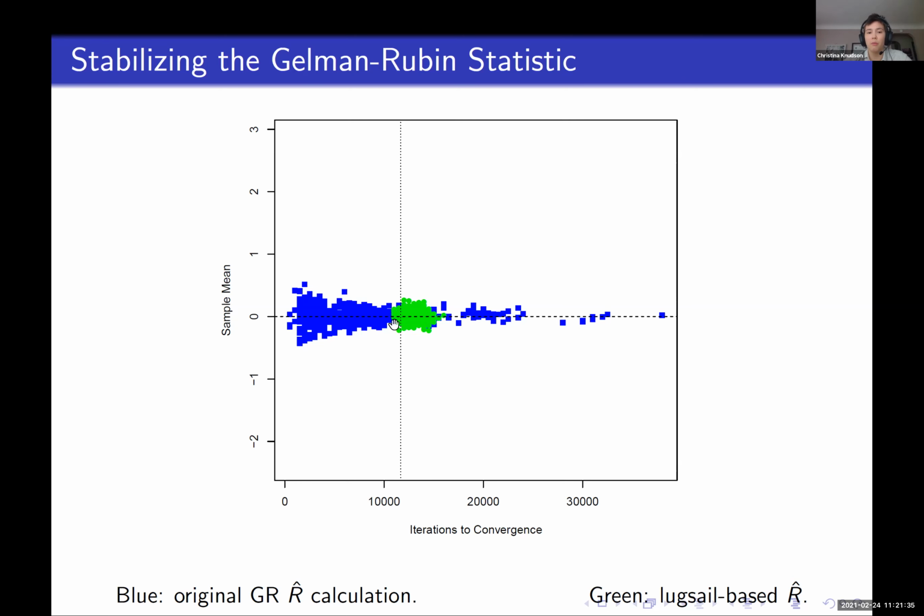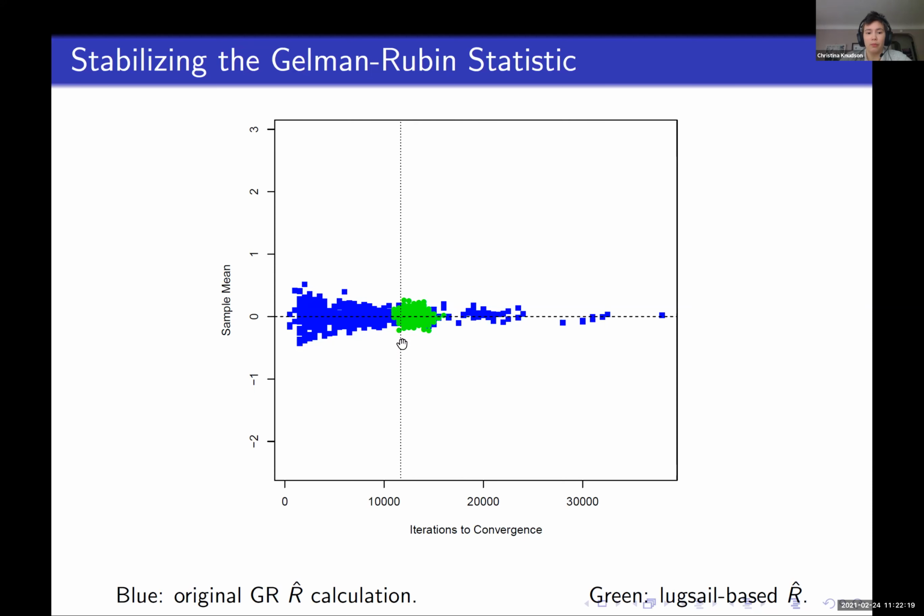And then the green points, more in the middle, are the points associated with the chains that were terminated according to the more Lugsail-based R hat. So what we can see is when we terminate according to the original Gelman-Rubin diagnostic, we are sometimes terminating after like 2,000 steps, sometimes terminating after 35,000 steps. There's a whole lot of variability there. And it would be ideal if when you ran it one time on a Monday with one set of random numbers, you would get something similar to if you ran it on Tuesday with a different set of random numbers.